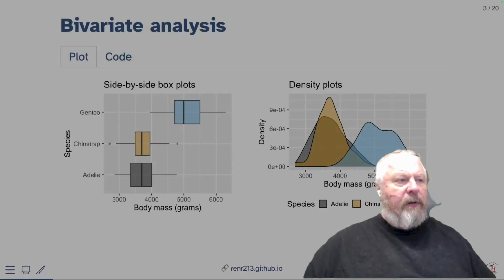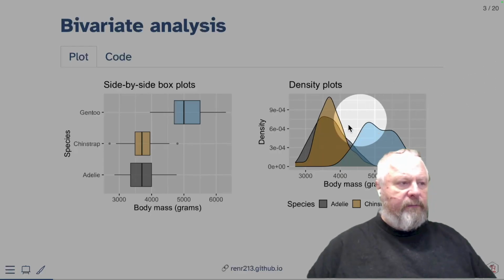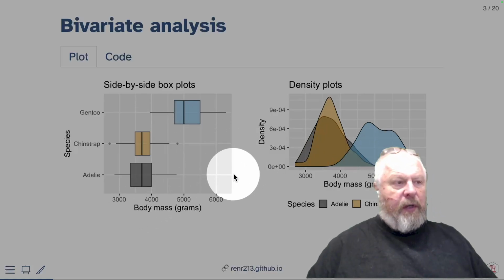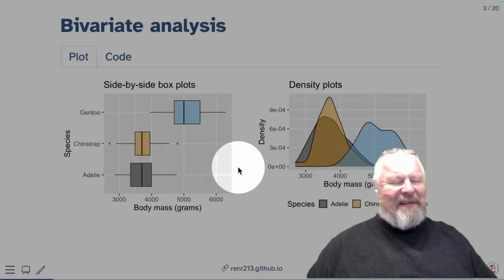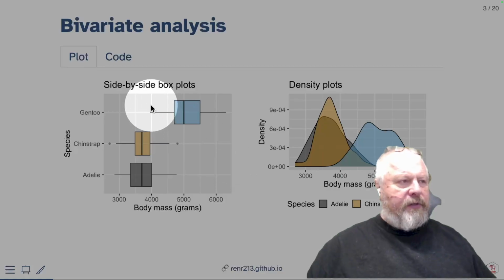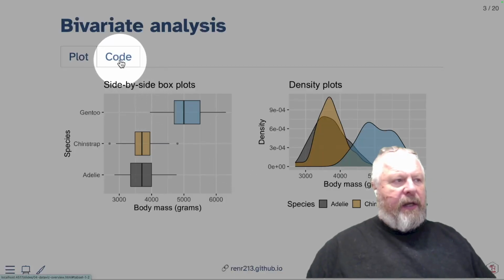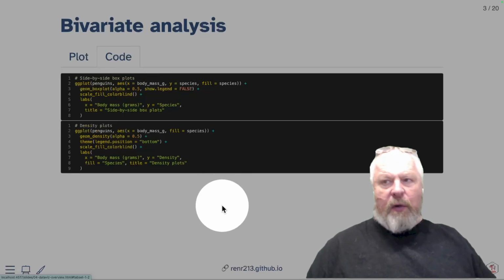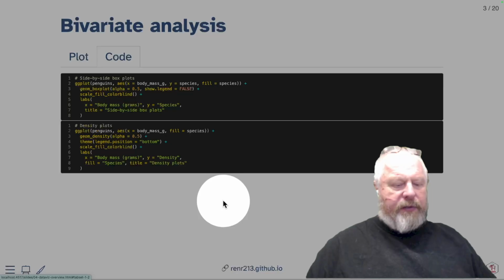So we talked a little bit about bivariate analysis and how we could use different kinds of presentations to show the density distribution of something like body mass for different species of penguin in this case. And if we look at the code, we can see that the code that we use for both is quite similar.